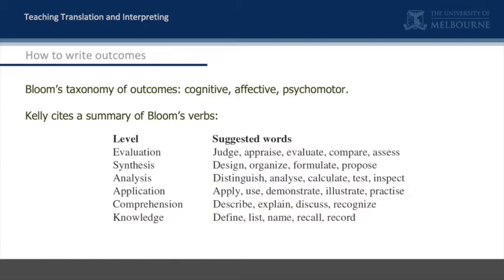Now, the focus here has been on the verbs. What kinds of verbs? By the end of the lesson, students will be able to, and that "to" needs an infinitive. And Bloom, for example, developed a whole lot of verbs. Now, Kelly gives this summary of Bloom. If you're talking about evaluation, students will be able to judge what a good translation is. We'll be able to appraise the work of a translator. We'll be able to evaluate the importance of the mistakes. We'll be able to compare two translations in terms of quality. We'll be able to assess the performance of a translator.